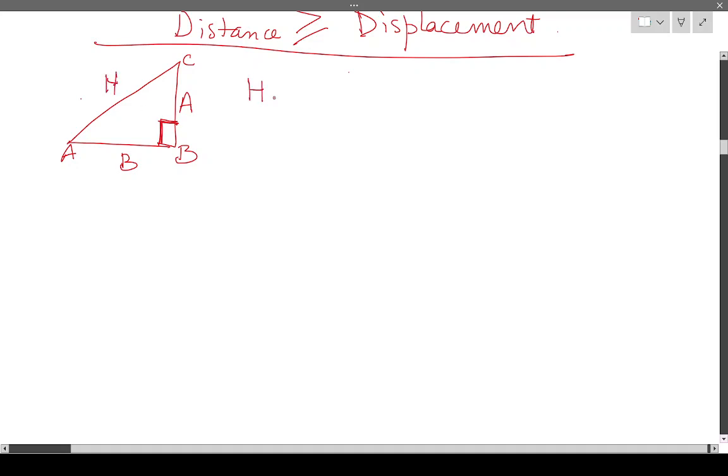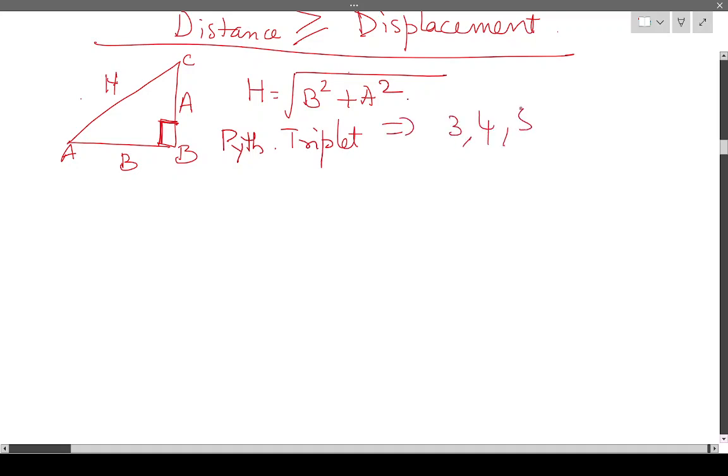What is the Pythagoras theorem? Hypotenuse is nothing but the square root of base square plus altitude square. Some numbers you can remember, which we call a Pythagoras triplet. 3, 4, 5 is such a number. What is the meaning of that? Suppose you have a triangle like this. This is 3 and this is 4, and obviously the other one is going to be 5.